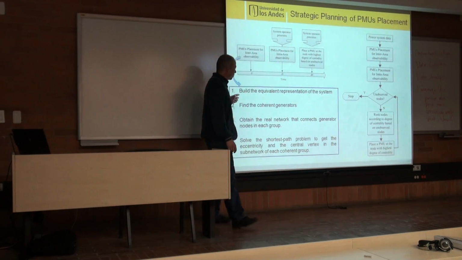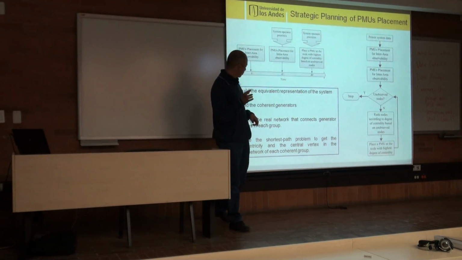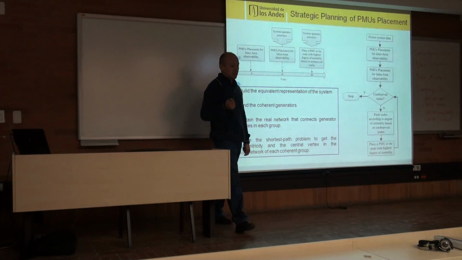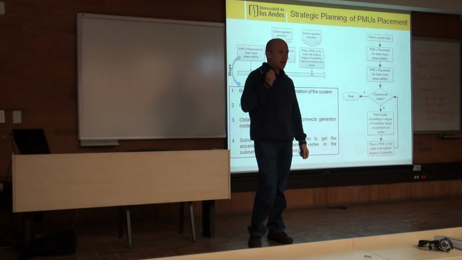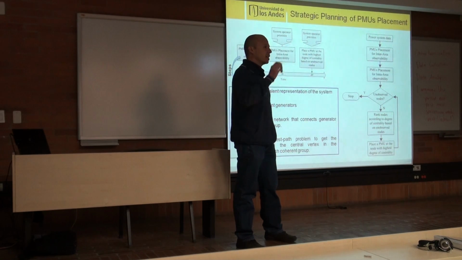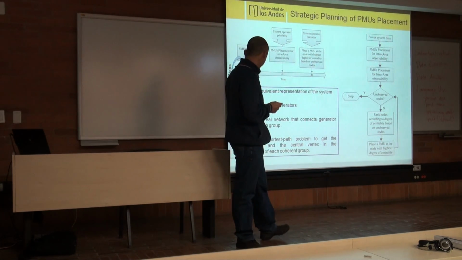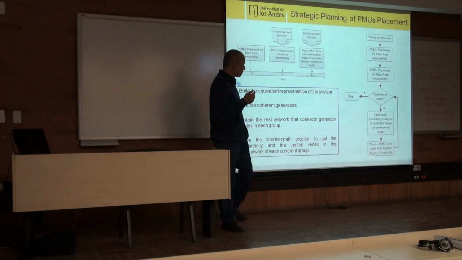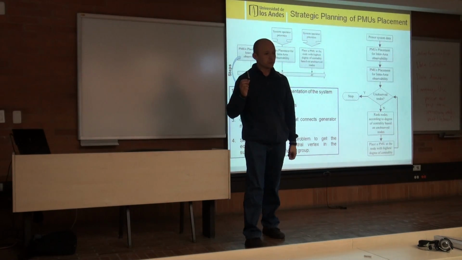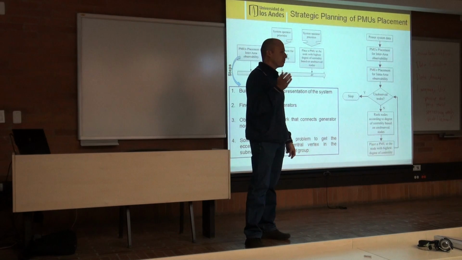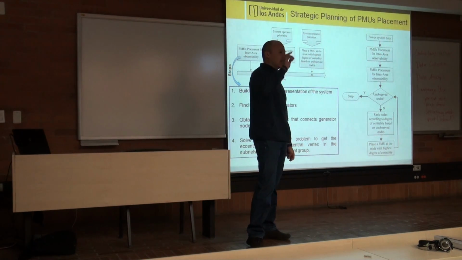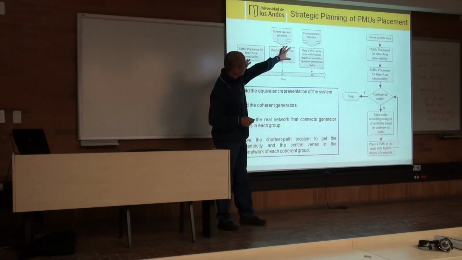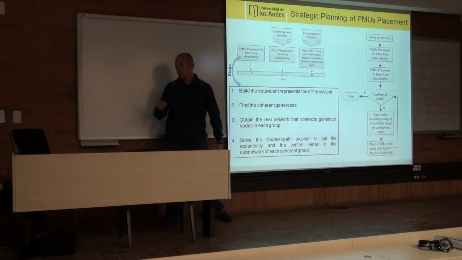So we have to identify those coherent generators and then obtain a place in that area to put the PMU. Finally, by solving the shortest path problem, the idea is to get the central vertex in each area, and that would be the place to put the PMU. That is the first part of the flowchart.